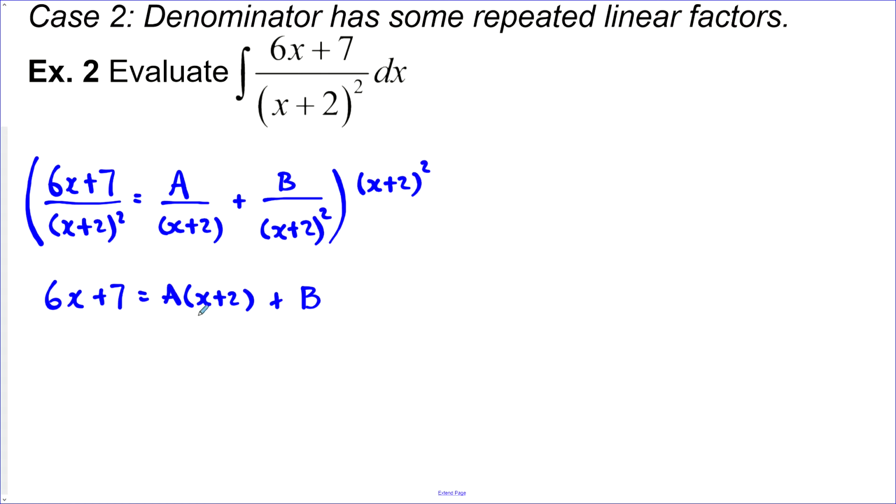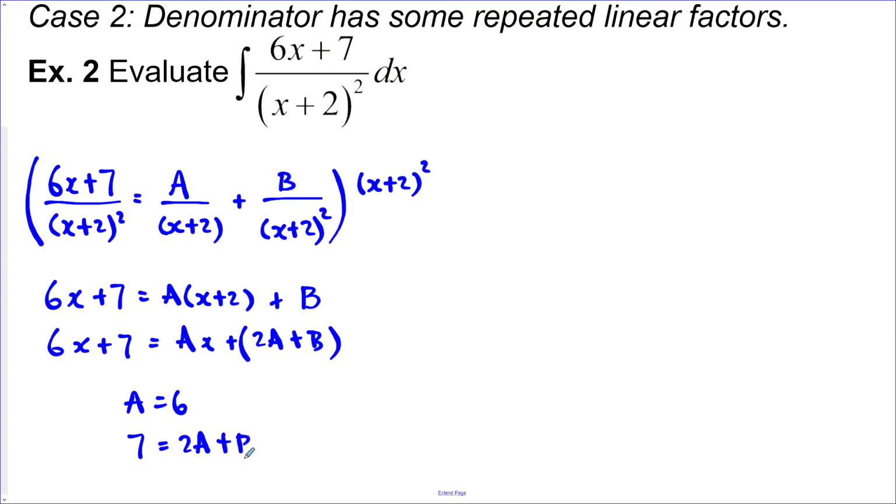Same thing as before, distribute in the a, collect up the like terms. We got ax and 2a and a 2b. There's just one x term, so that means that a is equal to 6. And the other one is 7 is equal to, these will be the constant terms here, so 2a plus b. Now we know that a is 6, so that actually means that 7 equals 12 plus b. So b must be negative 5.